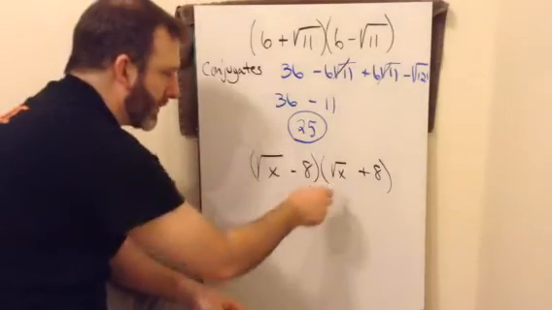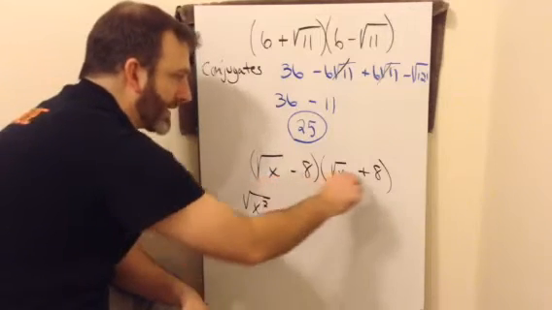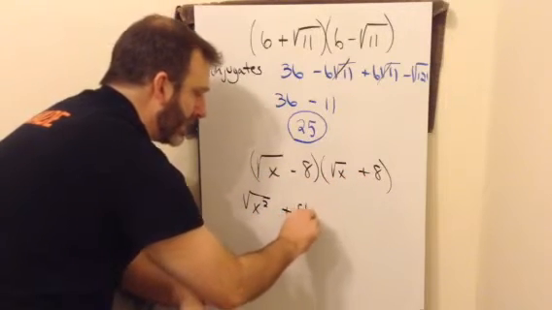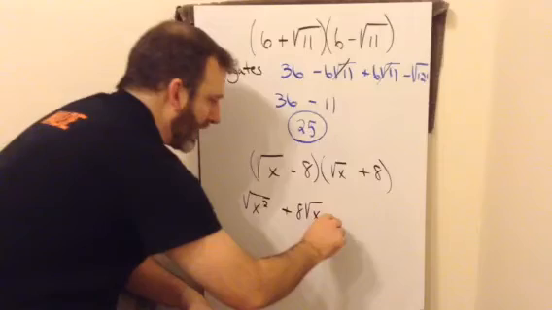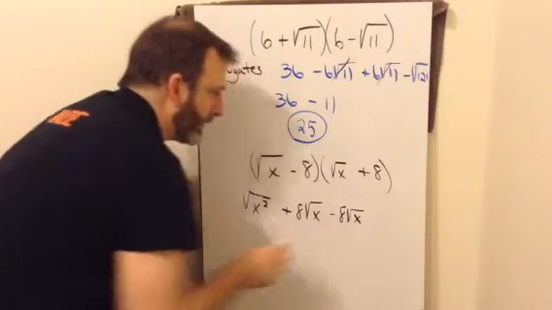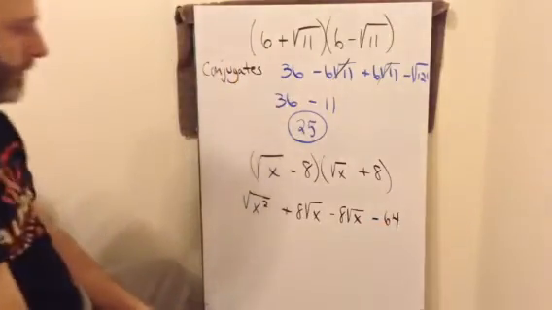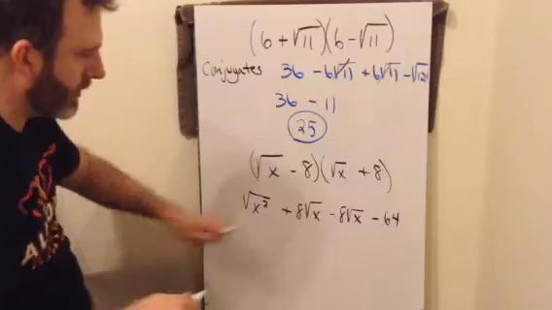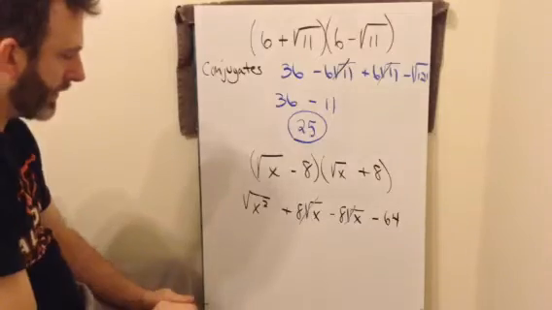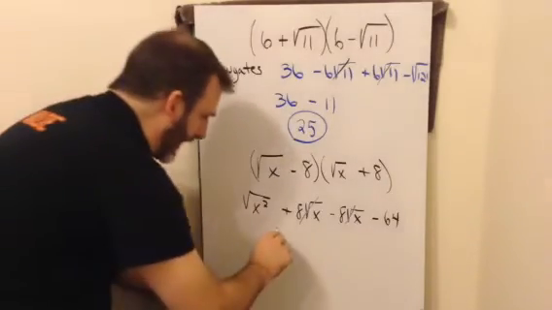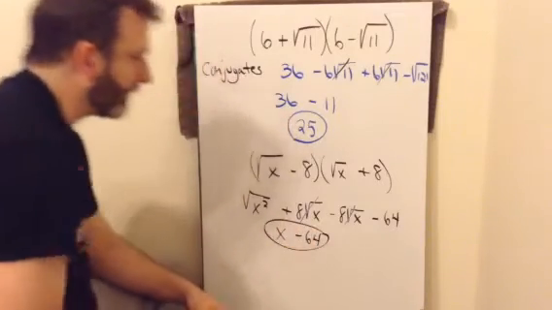Square root of x times square root of x, that's going to be square root of x squared. Square root of x times 8, I have 8 square root of x. Remember, if it's outside the radical or not in a radical, it stays outside. This is a negative 8 square root of x. Negative 8 times 8 is a negative 64. Well, positive 8 square root of x minus 8 square root of x, these cancel out, just like in the last example. Square root of x squared is just going to be x minus 64. Cannot combine them further. Okay.